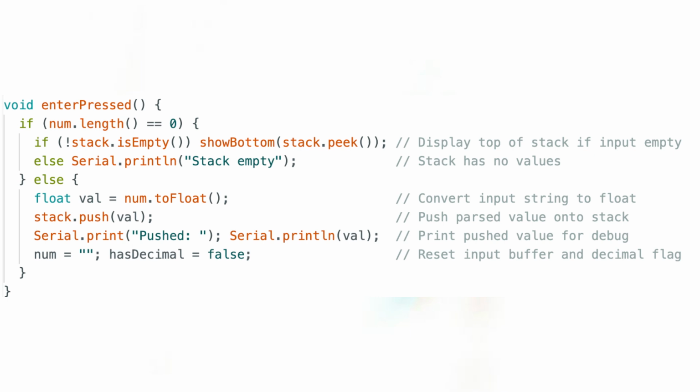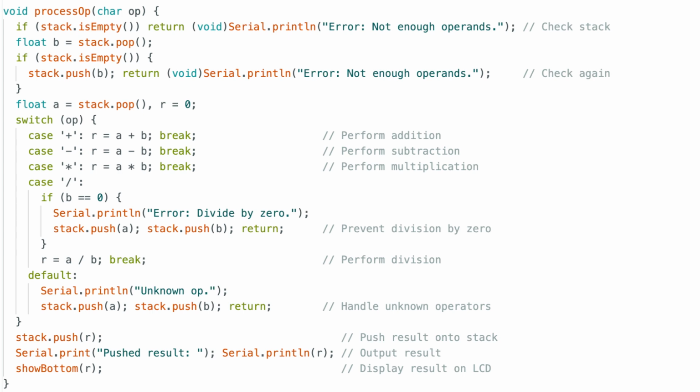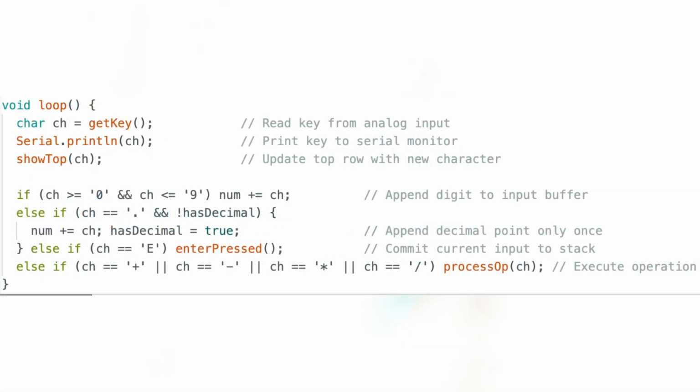The enter key handler handles the E key, and if nothing is being typed, shows the stack's top value. If typing a number, it converts and pushes the float to the stack, then resets input flags. The operator handler attempts to pop 2 operands from the stack. It performs the math operation with a check for division by 0. It pushes the result back on the stack and updates the bottom display. In the main loop, it continuously looks for input and determines its role.